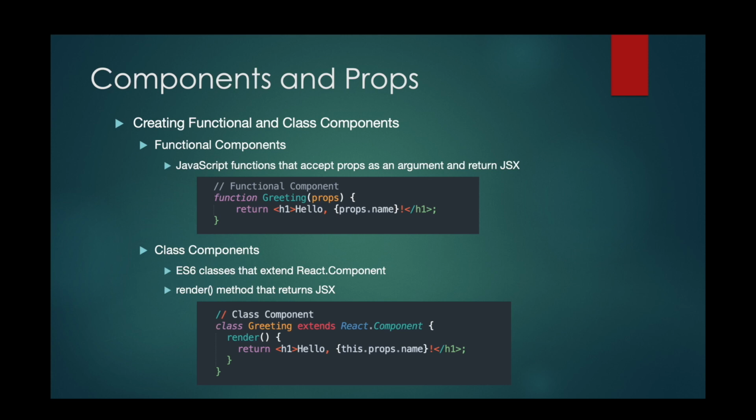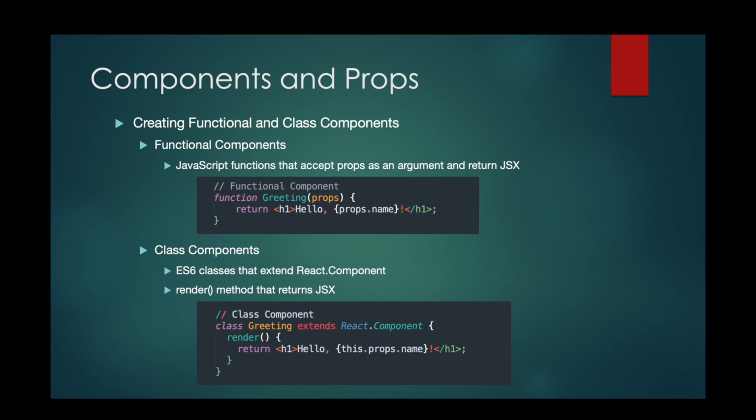The class components. Class components are ES6 classes that extend React.Component. They have a render method that returns JSX to describe the UI. Class components are used for more complex components that need to manage state or lifecycle methods.